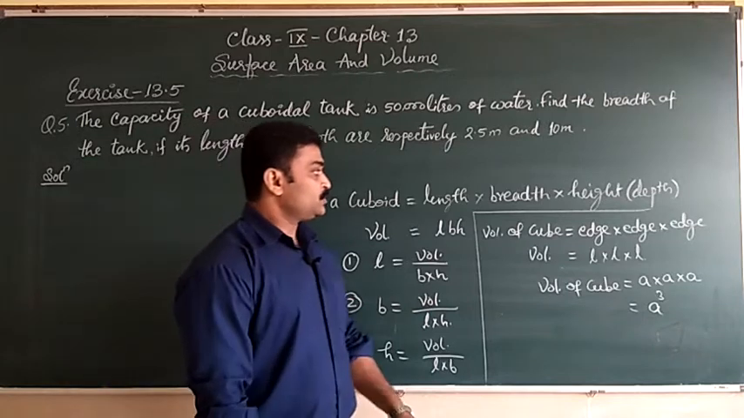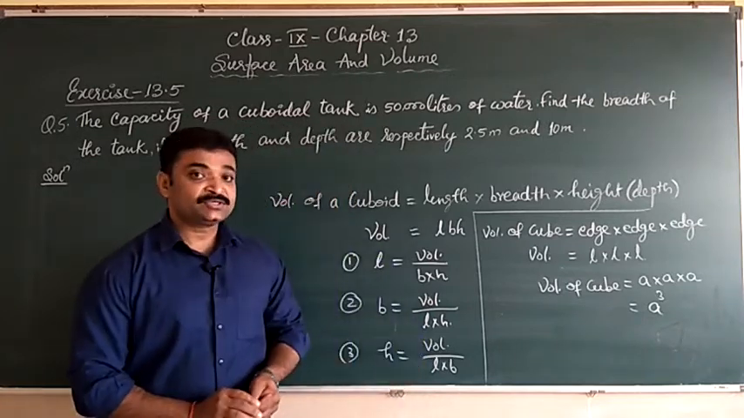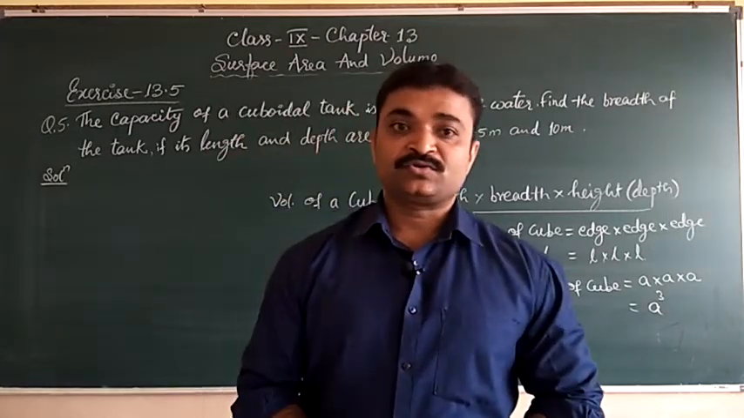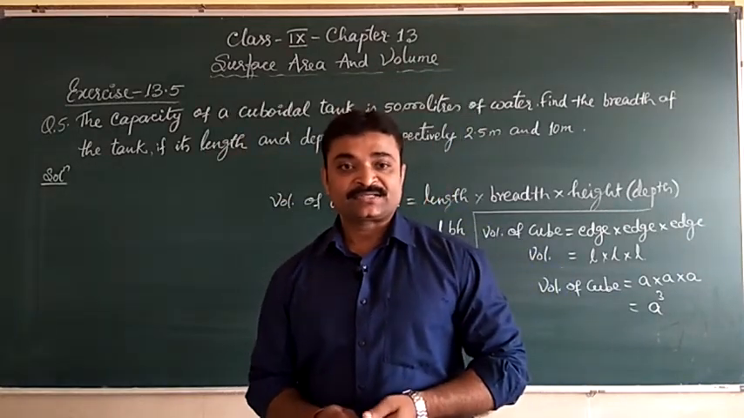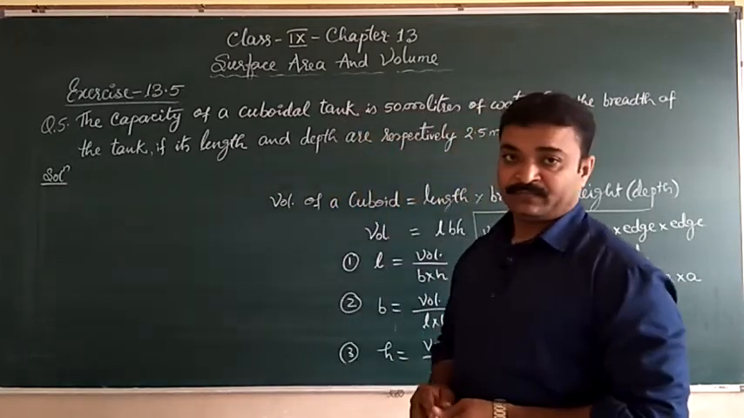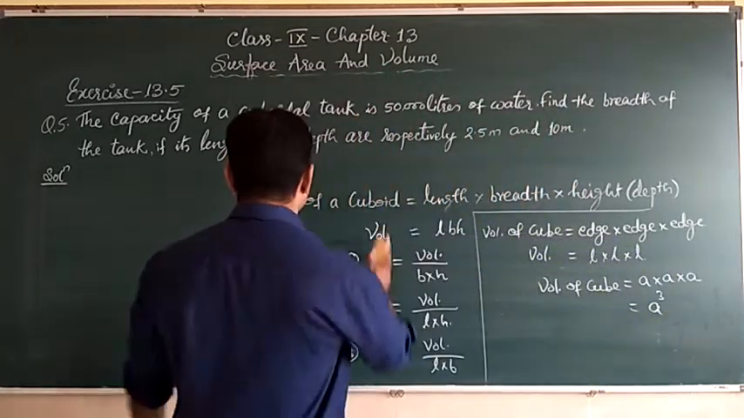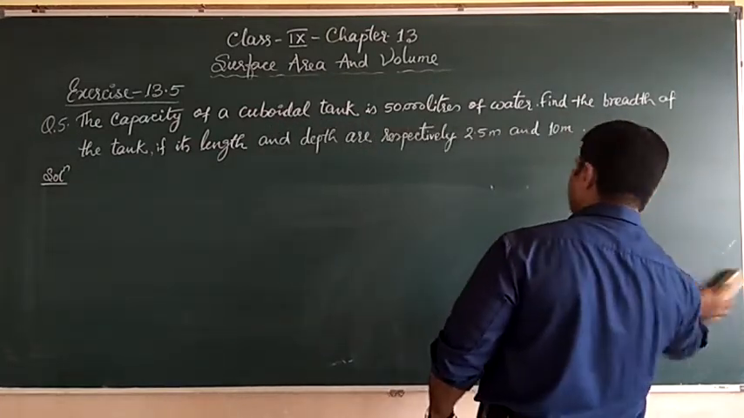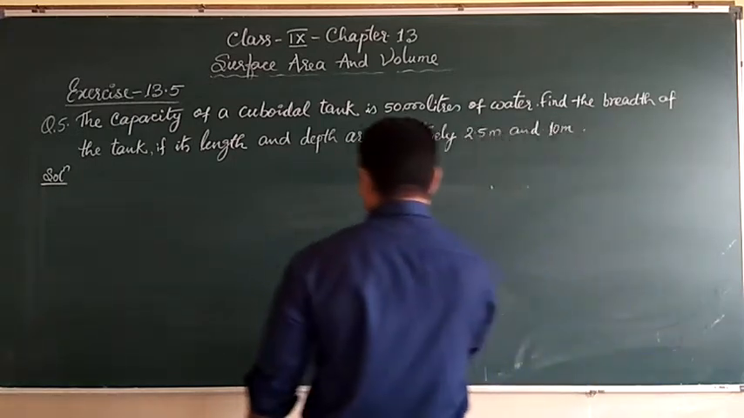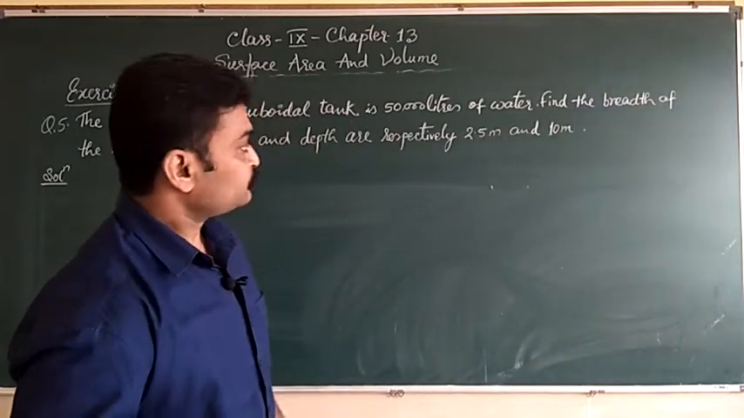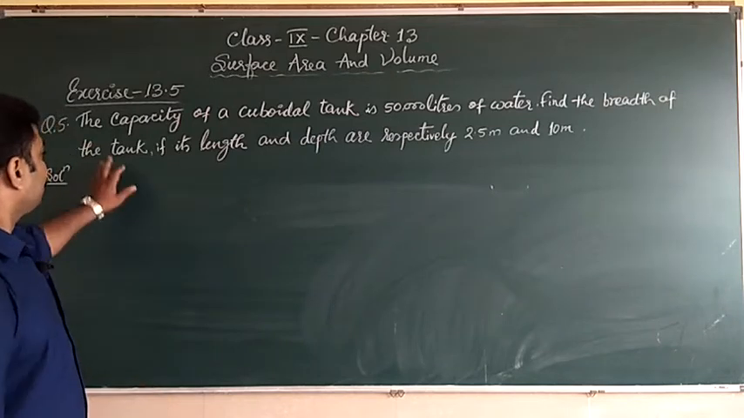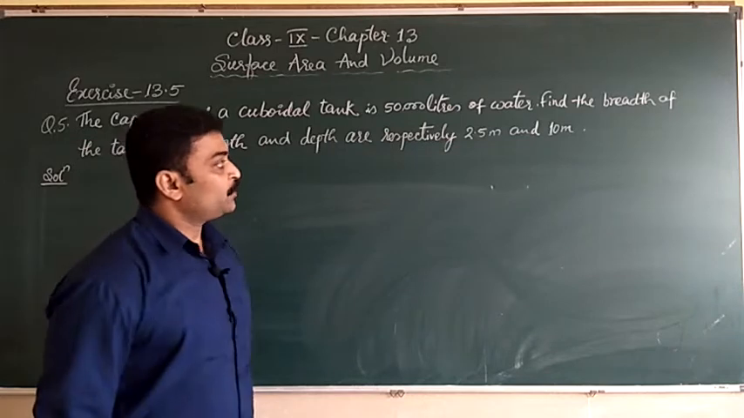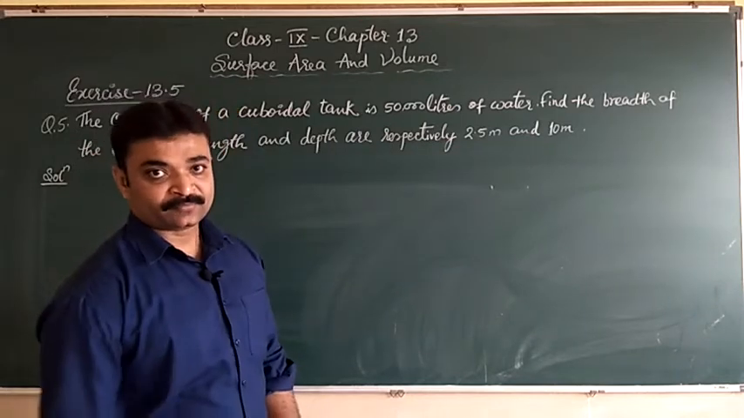Okay. So students, now we are going to solve the questions of exercise number 13.5, and the first 4 questions you can do by yourself. We are starting from question number 5. The question says the capacity of a cuboidal tank is 50,000 liters of water. Find the breadth of the tank if its length and depth are respectively 2.5 meter and 10 meter.